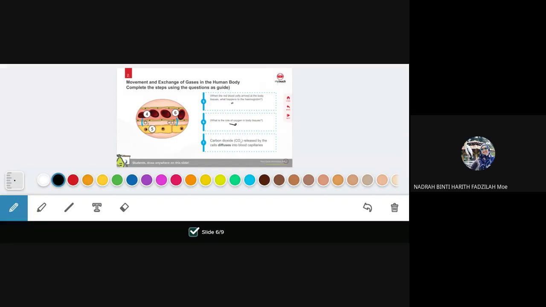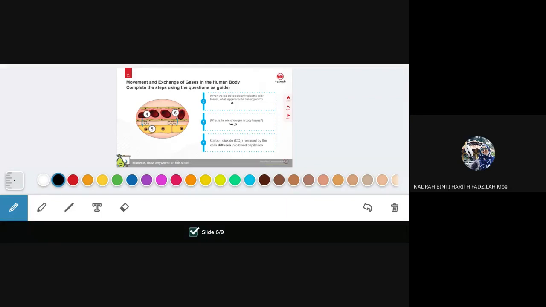Ifrah. Okay, so Ifrah, she wrote here, since we understand in step number 3, oxygen combined with hemoglobin to form oxyhemoglobin. Step number 4, oxyhemoglobin will be transported from the lungs to all parts of the body. When the oxyhemoglobin arrives at the body tissue, oxyhemoglobin will break down to form hemoglobin and oxygen. So the equation that Ifrah wrote here is correct. Ifrah, tolong tanda right pada kotak pertama.